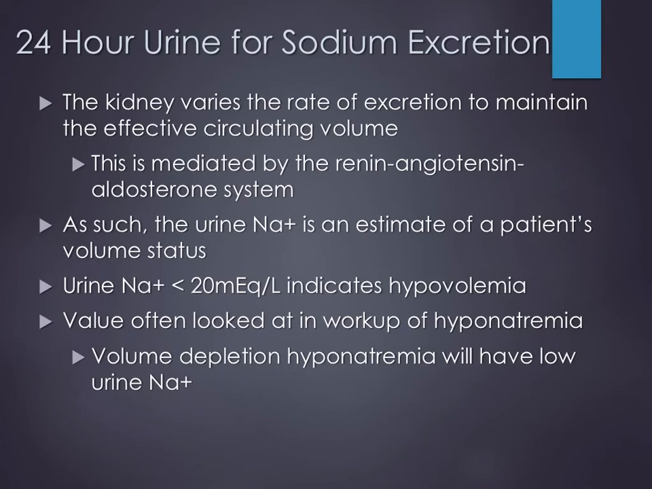So you can see here that a urine sodium less than 20 milliequivalents per liter would indicate hypovolemia in your patient. Why? Because you're holding on to more salt, so you have a lower amount of salt in your urine. This value is often looked at as well when you're working up a patient with hyponatremia. The reason for this is that volume depletion hyponatremia will typically also have a low urine salt concentration.